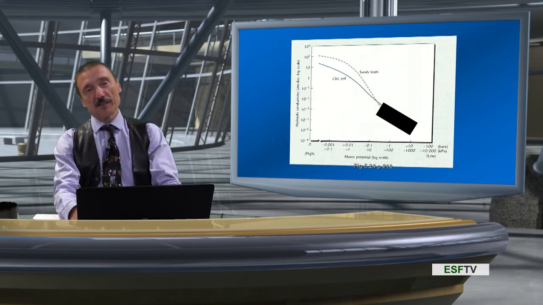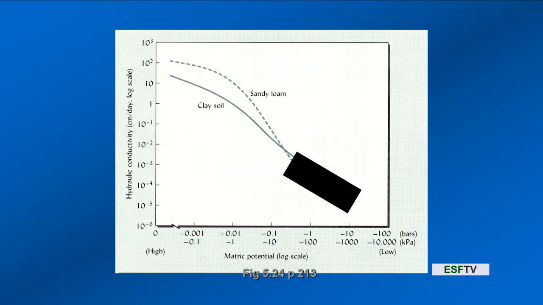Now let's take a look at a graph that expresses that. This is a graph from page 213 in the text. It plots hydraulic conductivity on the left. You'll see the familiar centimeters per day, on a log scale. And on the x-axis, you'll see the matrix potential. You're familiar with potential; we did that in the graph last week. And here it's on a log scale.